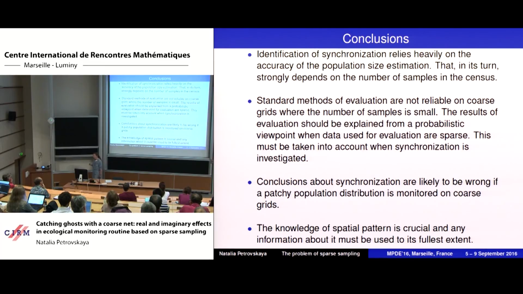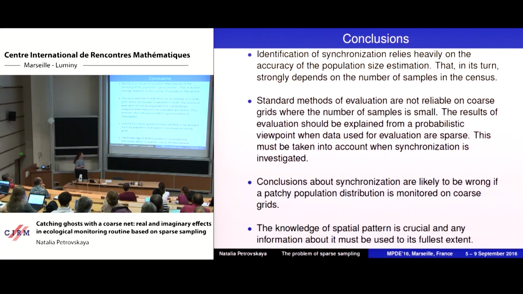Okay, so in particular, we must be careful when we deal with patchy population distributions, because we may have really very inaccurate evaluation on coarse grids. And perhaps this is the most important conclusion.